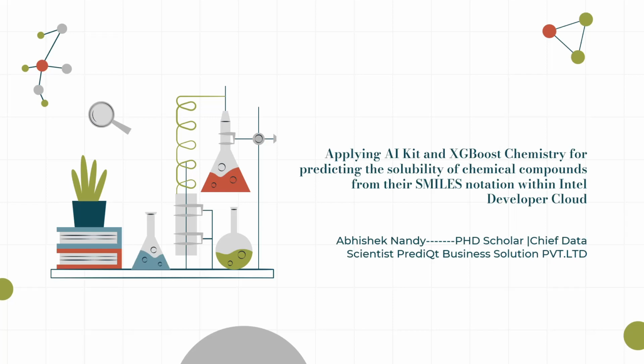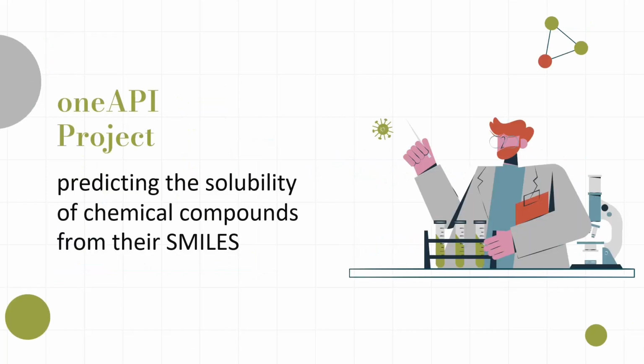Hello all, welcome back. Continuing on the journey of biochemistry, bioinformatics, and also implementing it with Python. So we are applying AI Kit and XGBoost for predicting the solubility of chemical compounds from the SMILES notations, as we have mentioned on SMILES notation in the previous video itself, within Intel Developer Cloud. So it's a project that is completely based on oneAPI. We are predicting the solubility of chemical compounds from the SMILES.